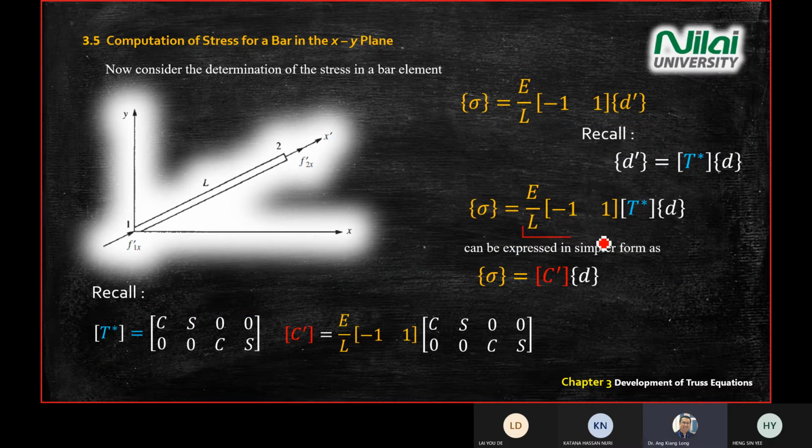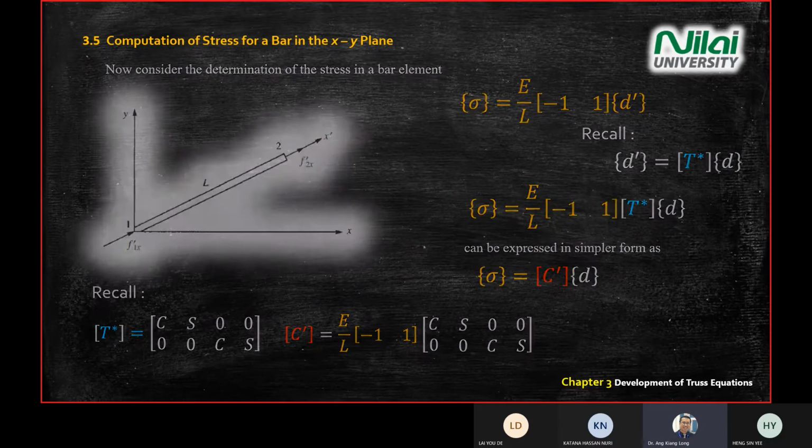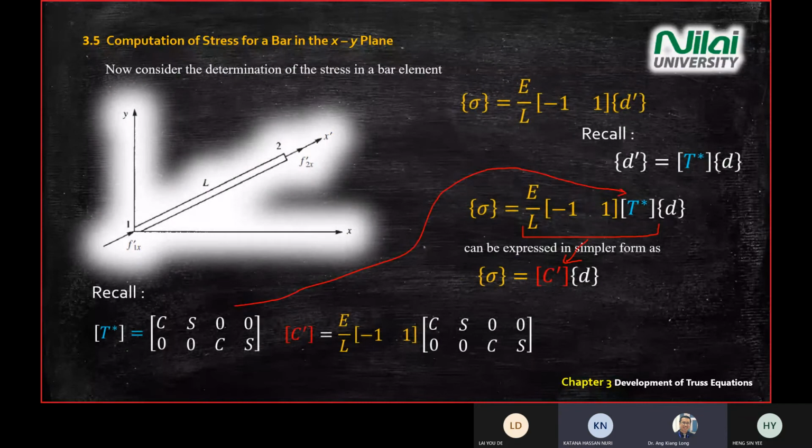Okay, this whole thing is your C prime, and recall the definition of your transformation matrix. So you just rewrite your C prime. C prime equal to E divided by L 1 1, and then your CS 0 0 0 0 0 CS. Then we move to the next slides. Yeah, go ahead.